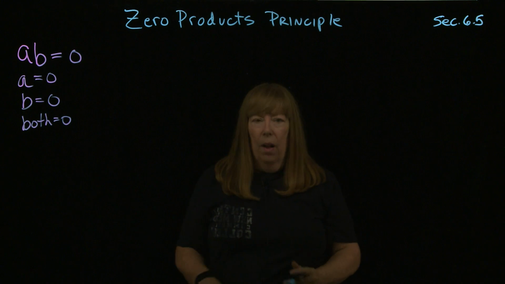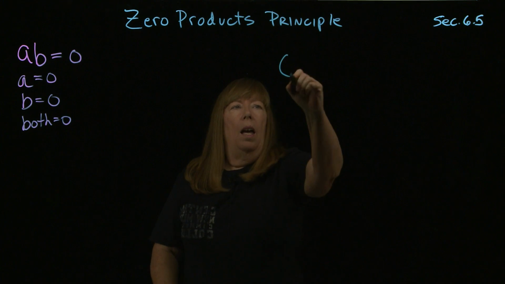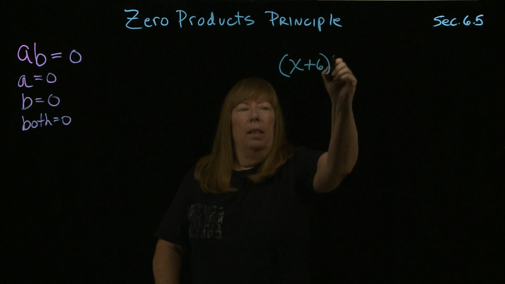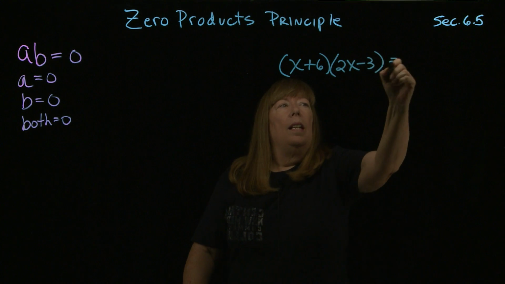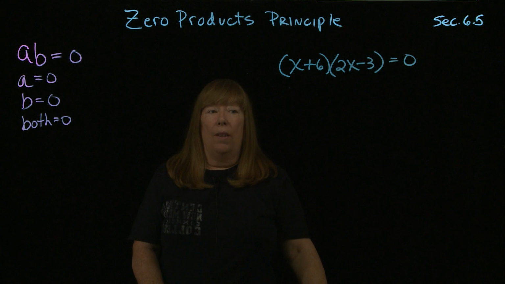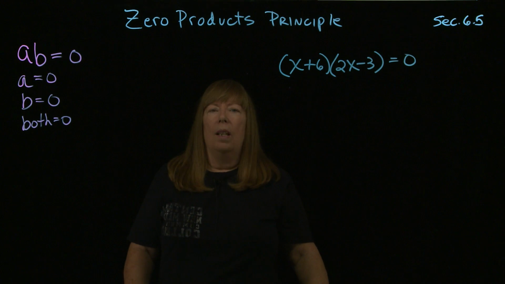Starting with example 1 in chapter 6.5 in your book, x plus 6 times 2x minus 3 equals 0. This one's already factored for us. That won't be the case most of the time, but it's the first one, so it'll be easy.